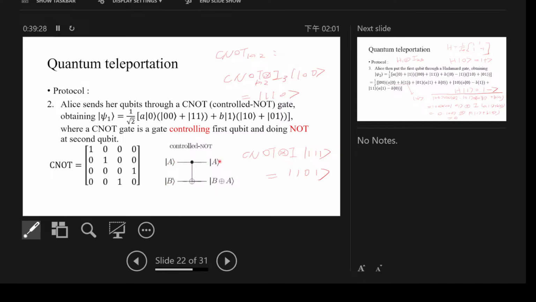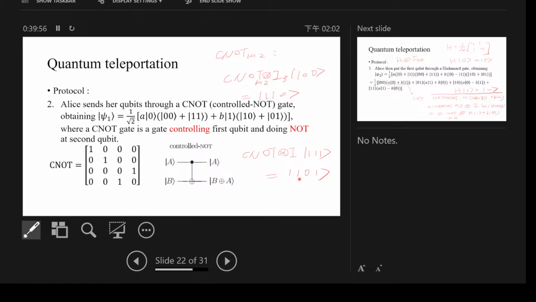So it has this notation. This is control and this is target. If the control qubit is 1, then you flip the target qubit. So from 1 to 0. And say if the control qubit is 1 and the target qubit is 0, then you flip the target qubit from 0 to 1. But if the control qubit is 0, then you do nothing to the target qubit. So this is what CNOT does.